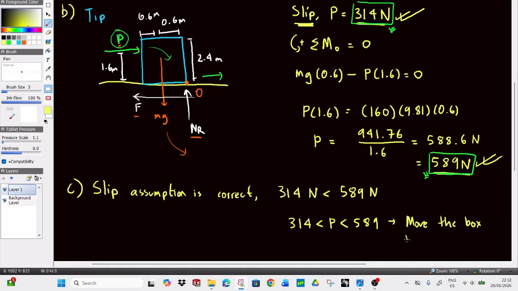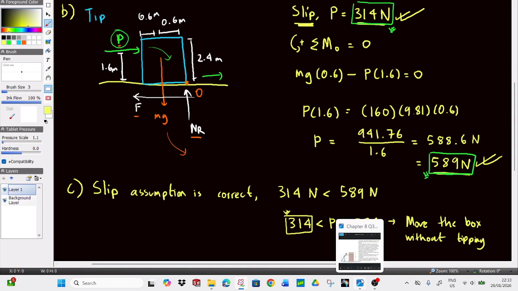He can move the box without tipping. If he exceeds 589 Newton or more, then of course he's going to tip the box. He's going to have a tendency to cause the box to rotate or to tip. But it's very unlikely that he will. So, therefore, this is the smallest force that he can actually achieve, in this sense.